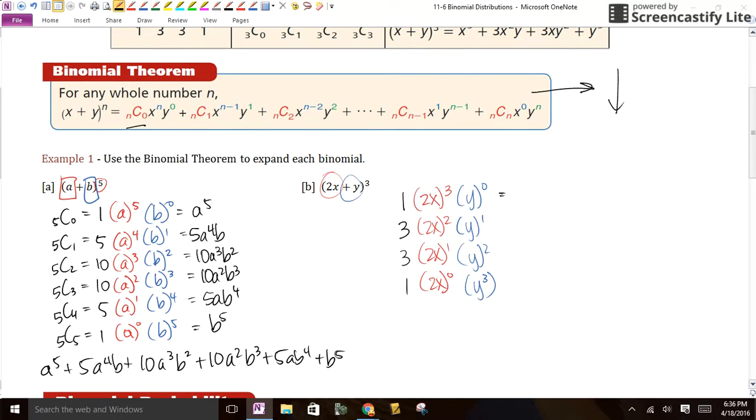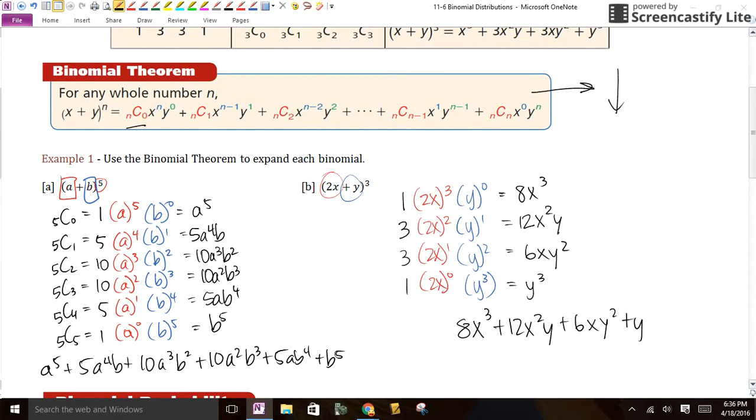All right, so what do I get? 2 cubed is 8, so this is 8x cubed. This is 3 times 4, which is 12. So that's 12x squared y. Then this is 3 times 2 to the first. That's going to be 6xy squared. And last but not least, 1, y cubed. And so there we have it. This answer would be 8x cubed plus 12x squared y plus 6xy squared plus y cubed.